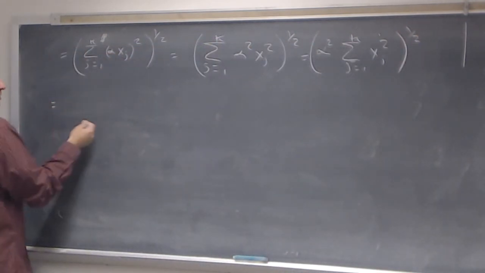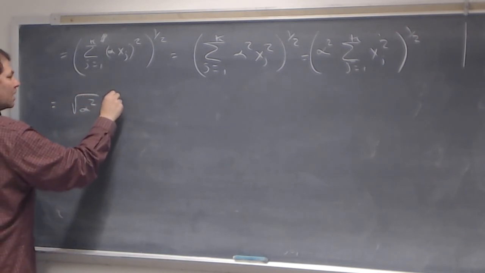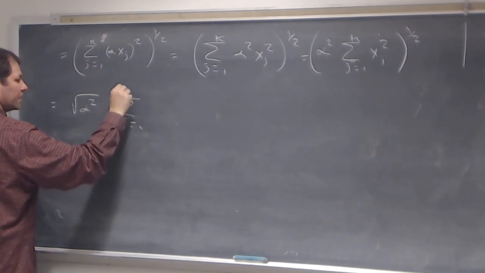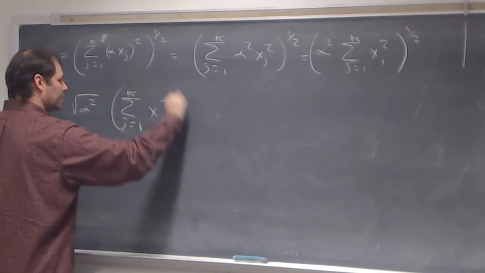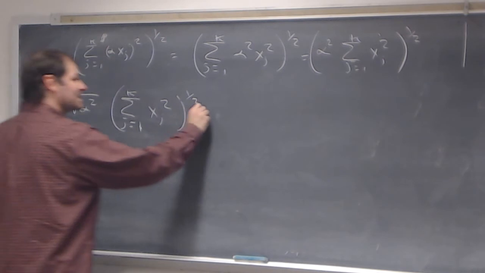That's the same thing. The 1/2 power is the square root. So it's the same thing as the square root of alpha squared times the square root of the sum as j runs from 1 to k of x sub j squared, raised to the 1/2 power. The square root of a real number being squared is its absolute value.